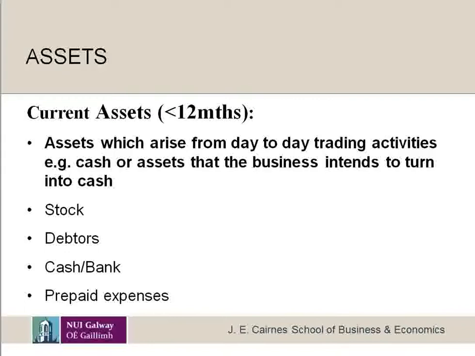You then have current assets. So these are assets held by the business for less than 12 months. And they're assets which arise from day-to-day trading activities. And they're cash or assets that the business intends to turn into cash. So a prime example would be your stock or your inventory. Naturally, the business is going to want to turn this into cash within 12 months.